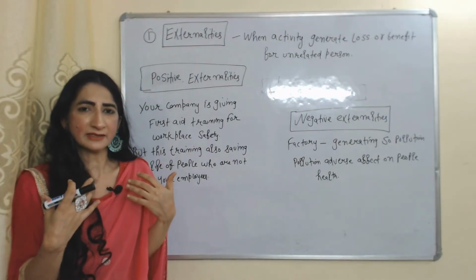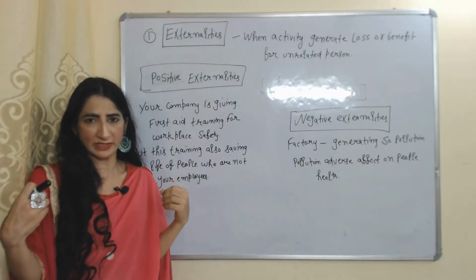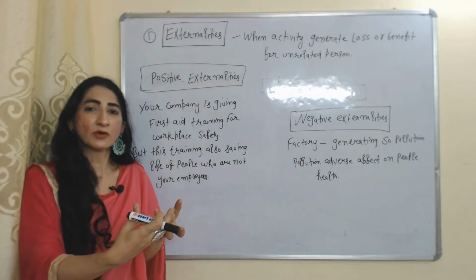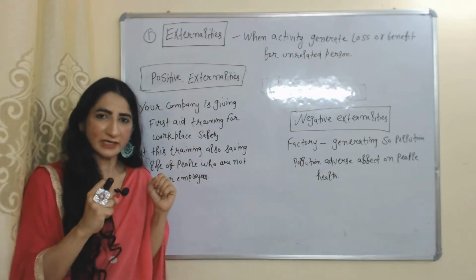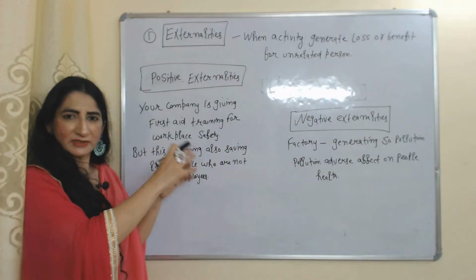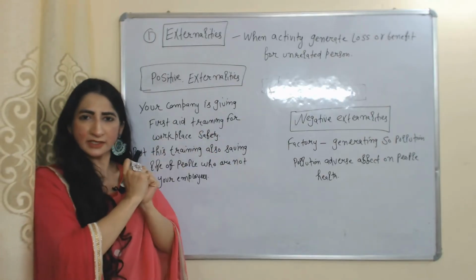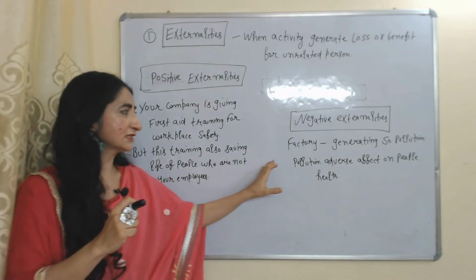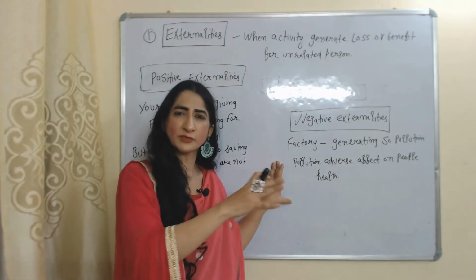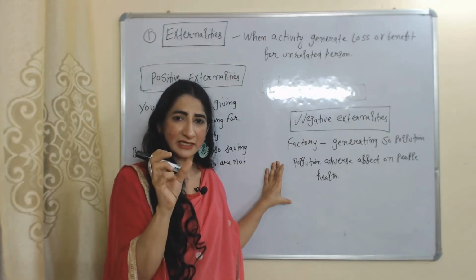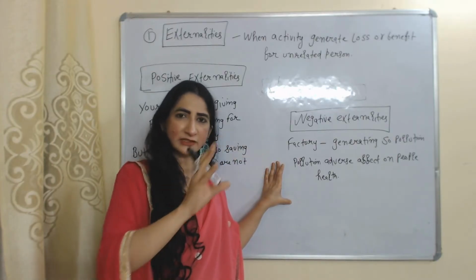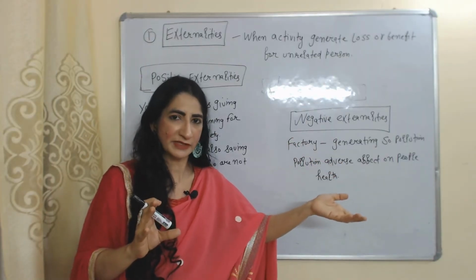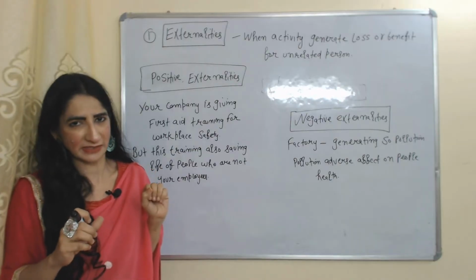For example, I received first aid training through my organization. Now I am using this knowledge on my child, on my neighbors as well as on my relatives. So here your activity is generating benefit for unrelated persons, so it is called positive externalities. On the other hand, your factory is generating so much pollution, and this pollution is creating a harmful effect on the health of people. So here your activity is generating loss for an unrelated person, so it is called negative externalities.